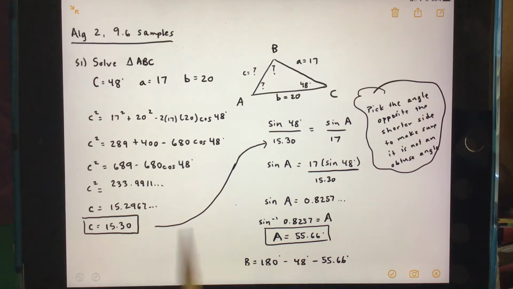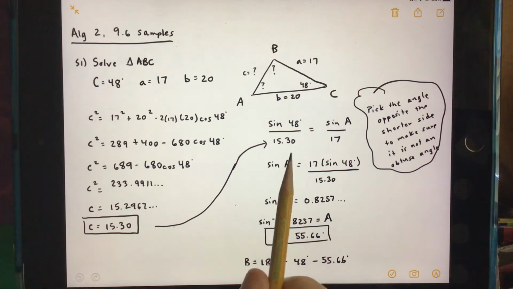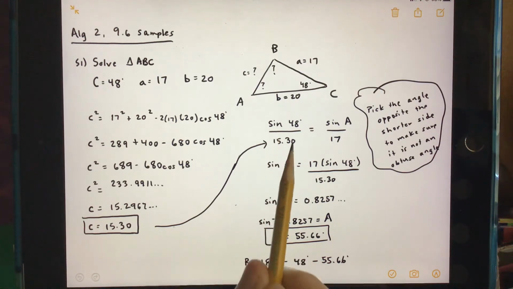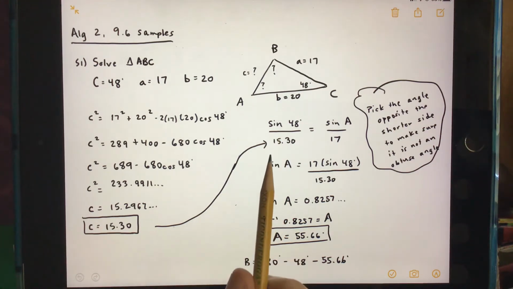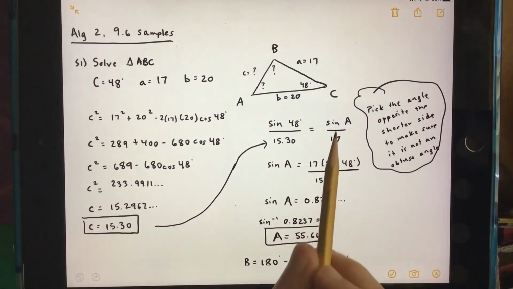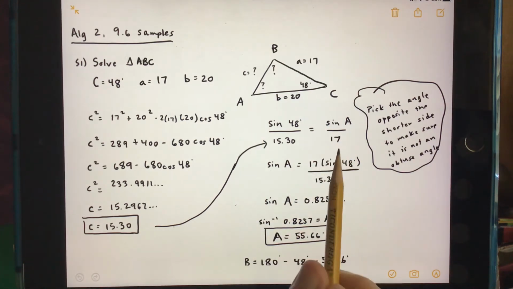Okay, so I'm going to use my C is 15.30. I'm going to use sine of 48 degrees over 15.30 because that is sine of C over C. And that's equal to sine of A over 17. I don't know A yet. That's what I'm trying to figure out. So that's sine of A over a. This is sine of C over C. And now I can solve for my A.